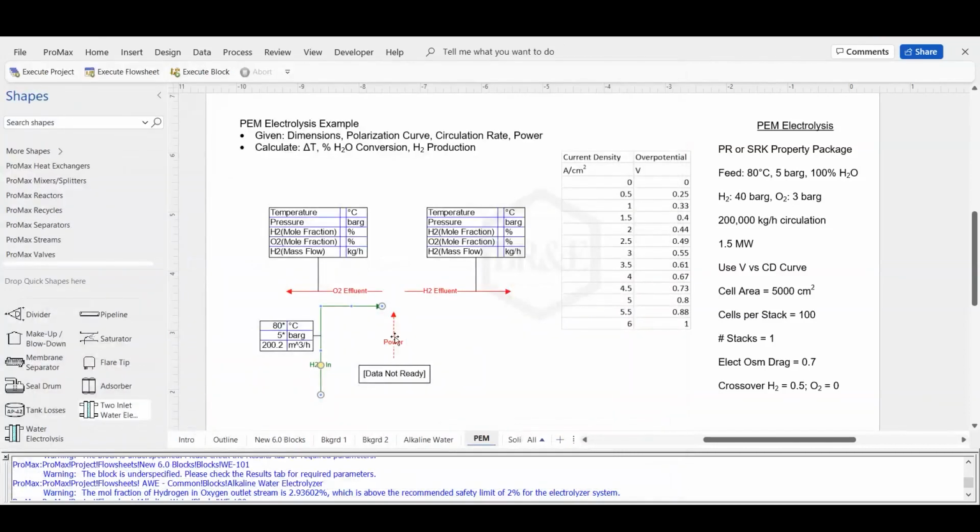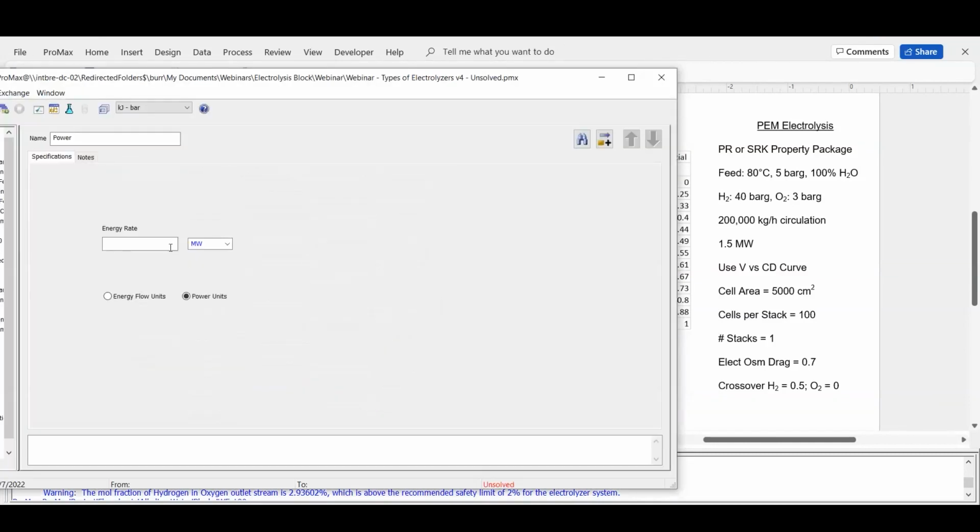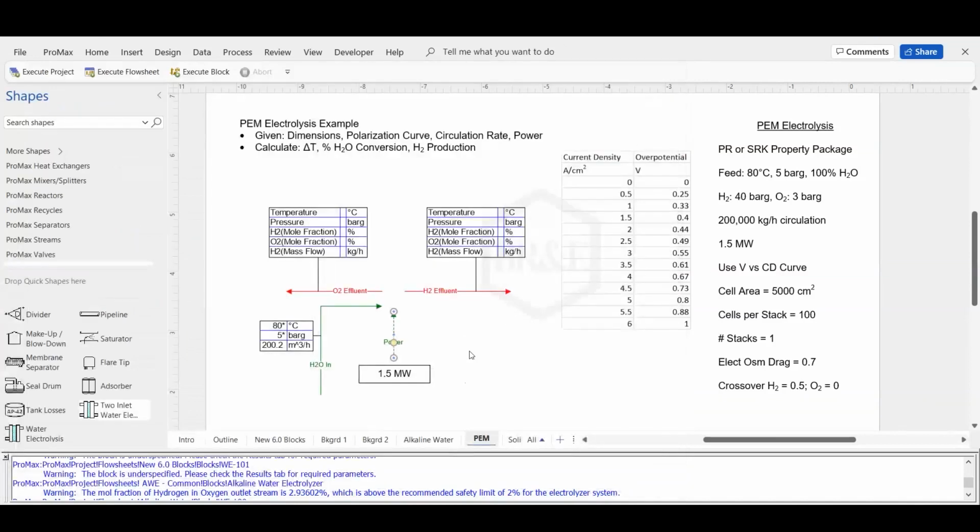We also are supplying a fixed amount of power. This is 1.5 megawatts. It's in the ballpark of the amount of power that would be supplied by a wind turbine that you might see on the ground in the United States. Not offshore, but a ground-based wind turbine in the United States is going to be around 1.5 megawatts. And at this point, we're ready to add our single inlet electrolyzer.